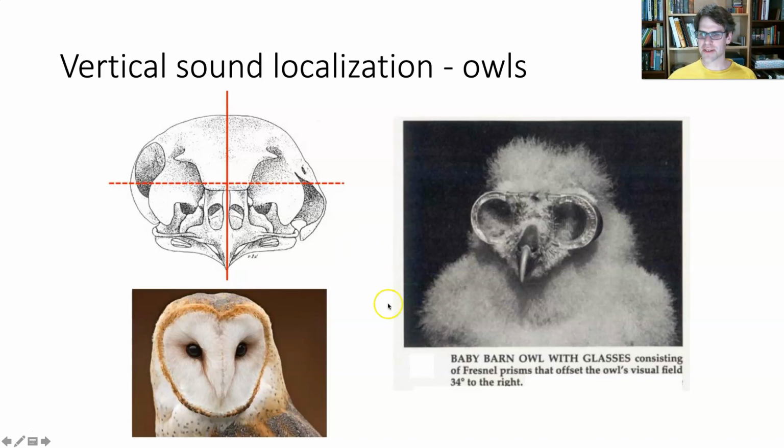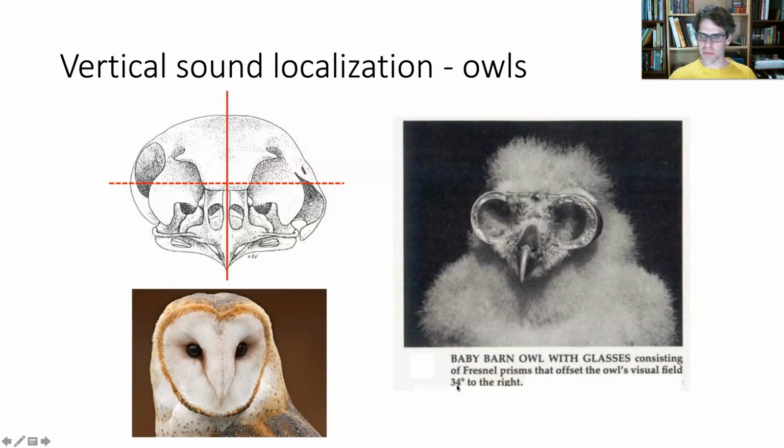So how do we know this? One of my favorite sets of experiments is one where they took essentially baby owls and put little prism glasses on them to shift their field of view. Here it says 34 degrees. They did a number of experiments. Basically, you should be seeing something if you were looking straight, but the prisms make it shifted about 34 degrees one way or the other.